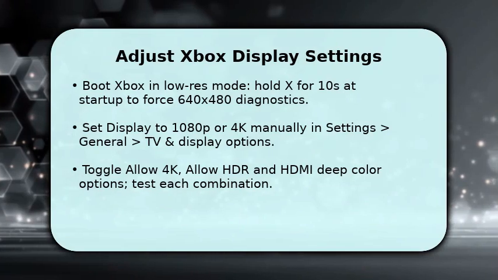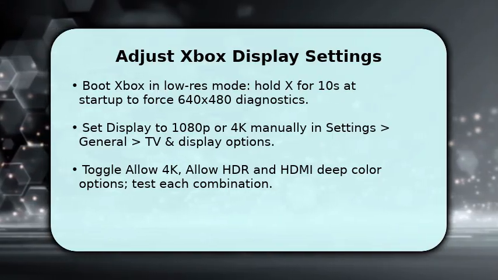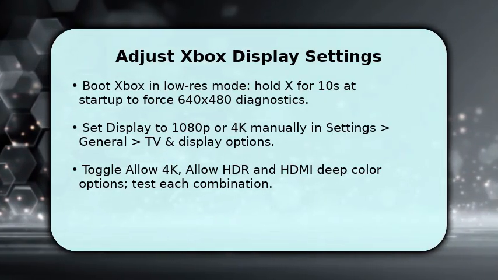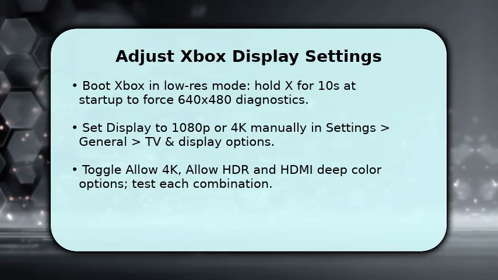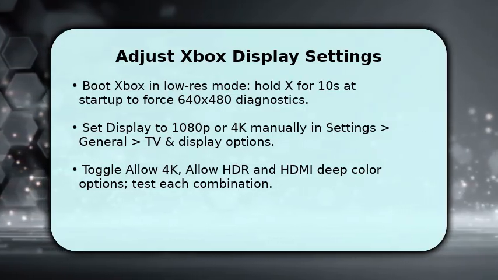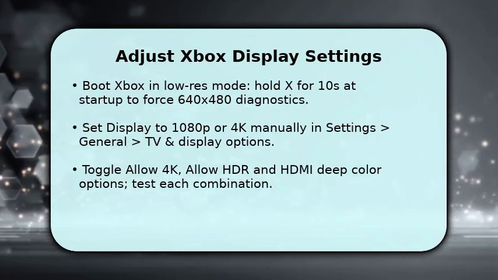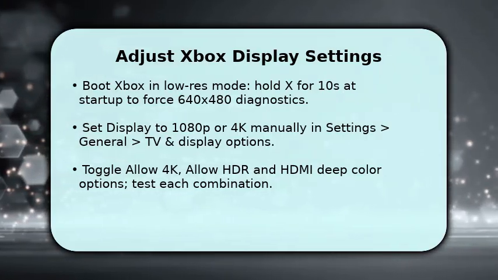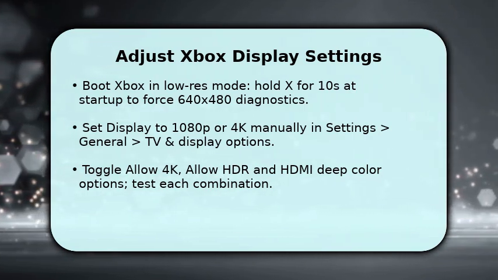You now change software settings to match the TV's capabilities and force a stable handshake. Boot the Xbox into low-resolution mode if needed, then open Settings, General, TV and Display Options. Manually select 1080p or 4K depending on your TV's confirmed support, and then toggle Allow 4K and Allow HDR one at a time to isolate which feature causes the unsupported message.